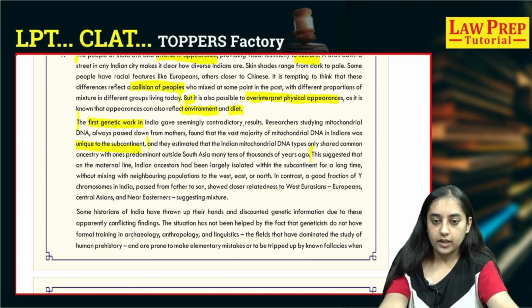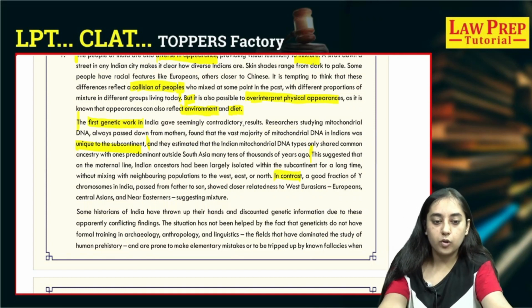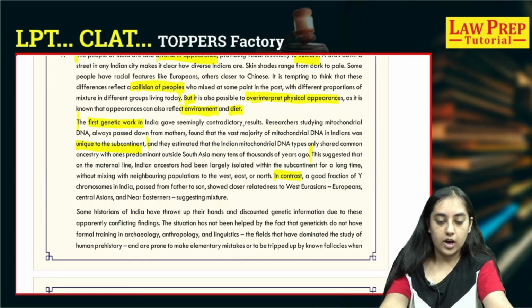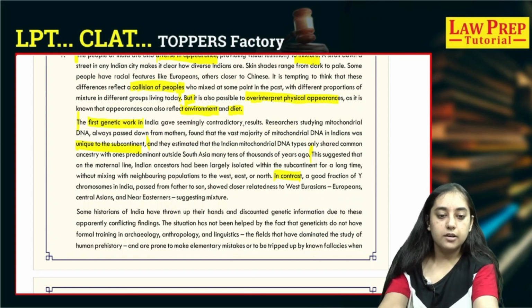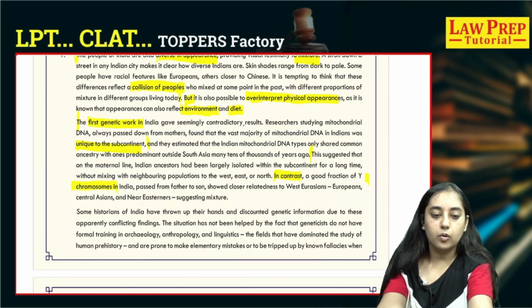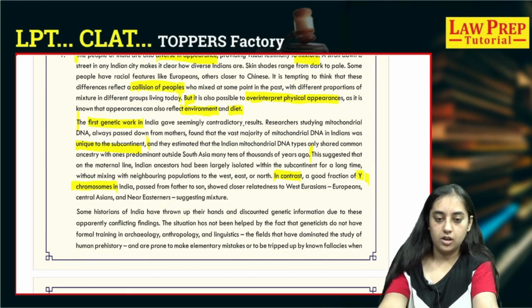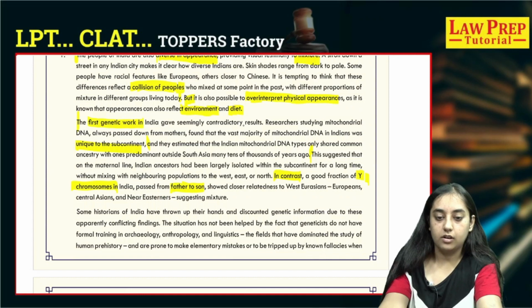Okay, so they were confined and they did not mix with the neighboring populations. In contrast, a good fraction of Y chromosomes in India passed from father to son. So previously we studied mitochondrial DNA and now we are reading about the Y chromosomes, which are passed from father to son. So now we are talking about the paternal line. We have already studied about the maternal lines and now we are reading about the paternal line.